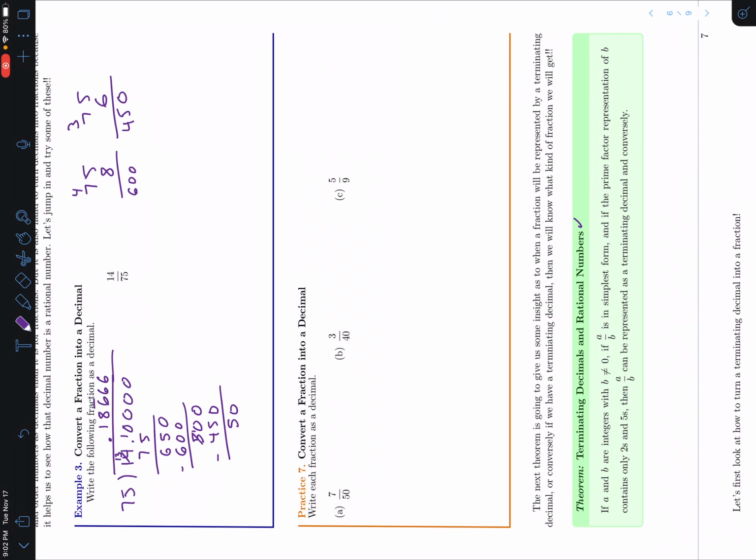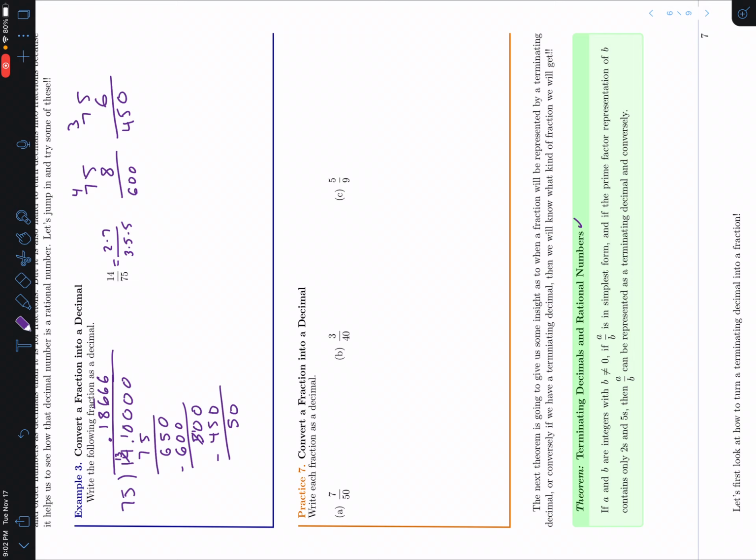And so it turns out that if you've got your fraction in reduced terms, so in this case, 14 over 75 is 2 times 7, and then 3 times 5 times 5. So nothing cancels out. So that's what we mean by simplest form.